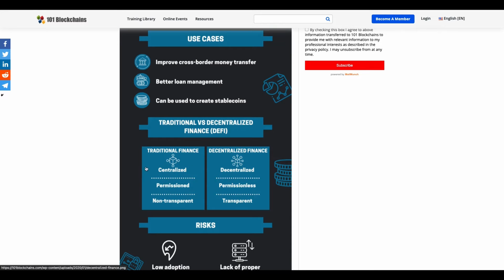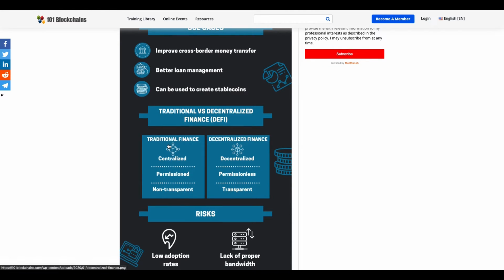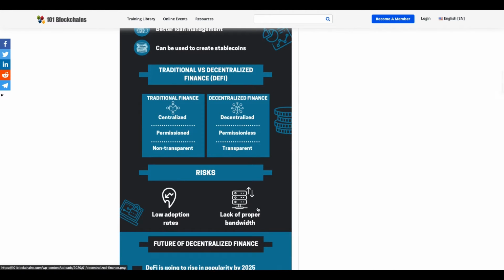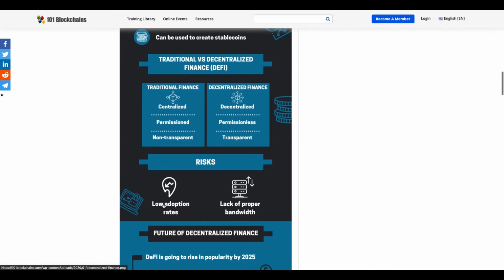So, a quick comparison. Banks are more centralized, they aren't honest with what they do with your money, and it's more regulated. But with DeFi, it's decentralized, no bank is in control of it, it's permissionless, and it is more honest. Then there are risks, like bandwidth, and adoption rates.